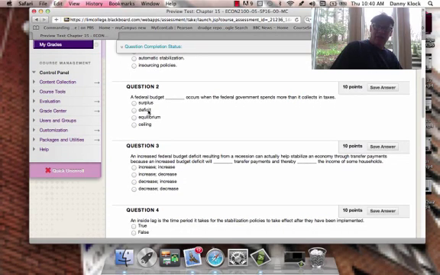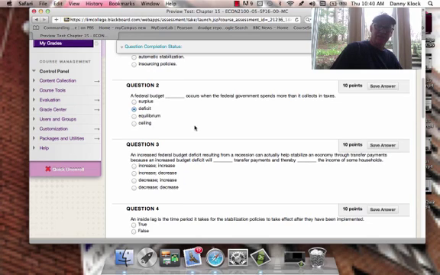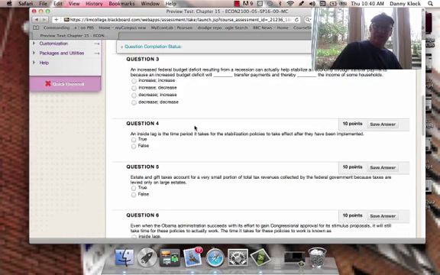But question 2: a federal budget deficit occurs when the federal government spends more than it collects in taxes. And again, this has been your whole lifetime, just about. This is when you have a deficit, right? Where we spend more than we take in. It'll be probably the rest of my lifetime, too.